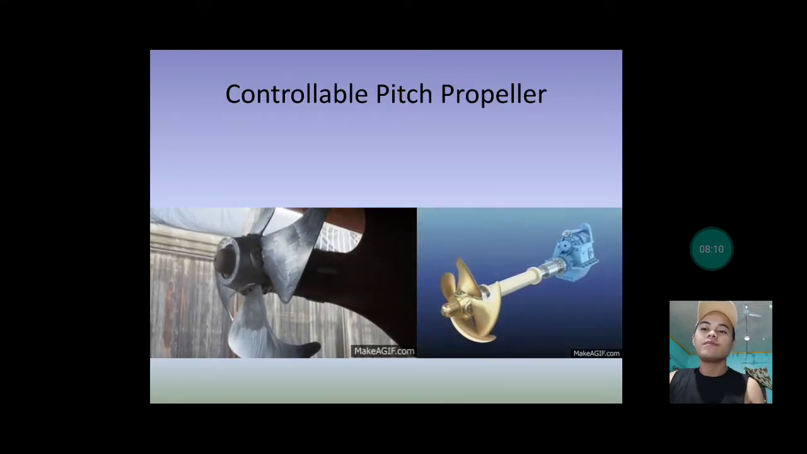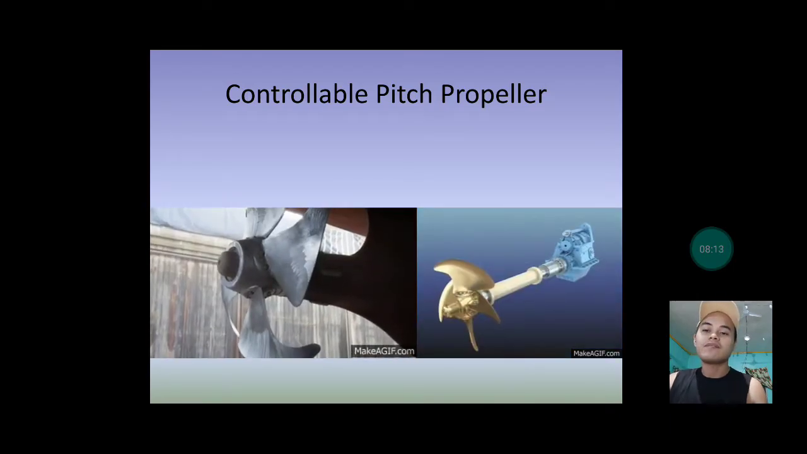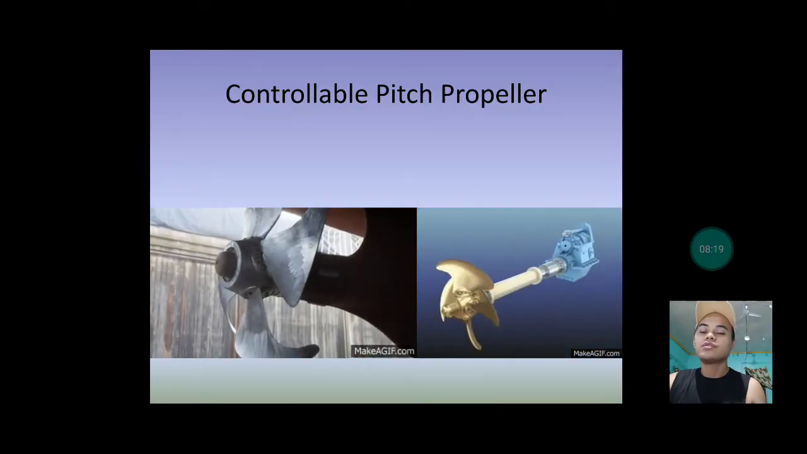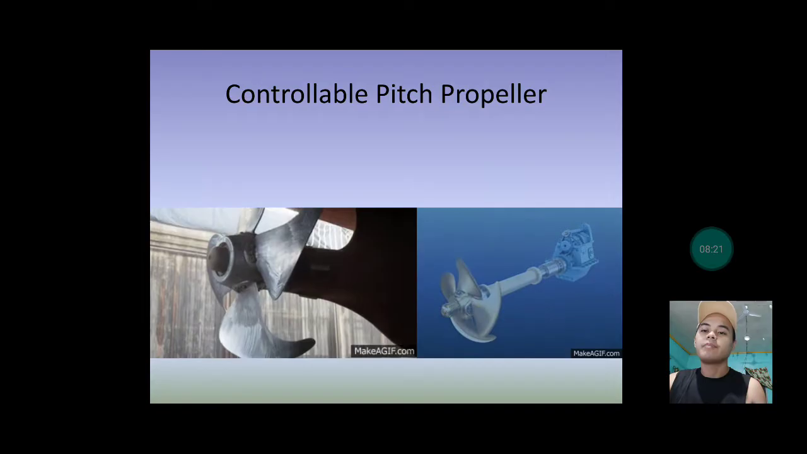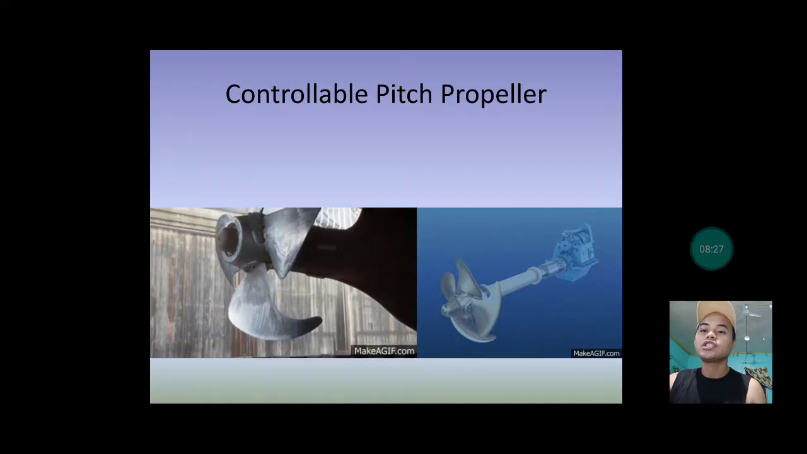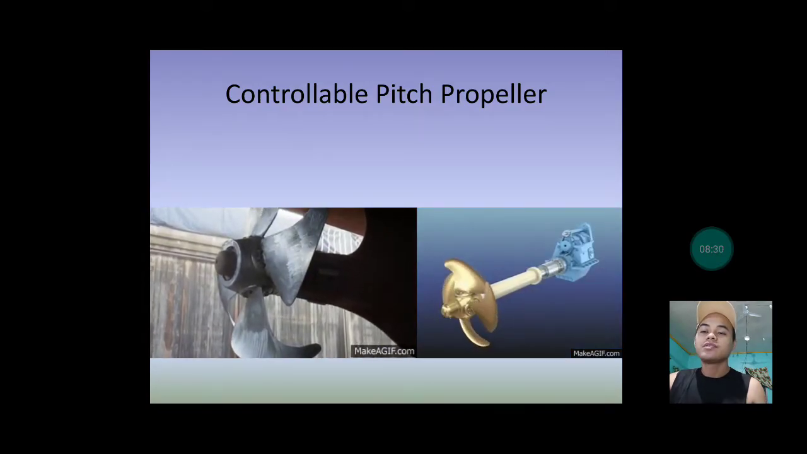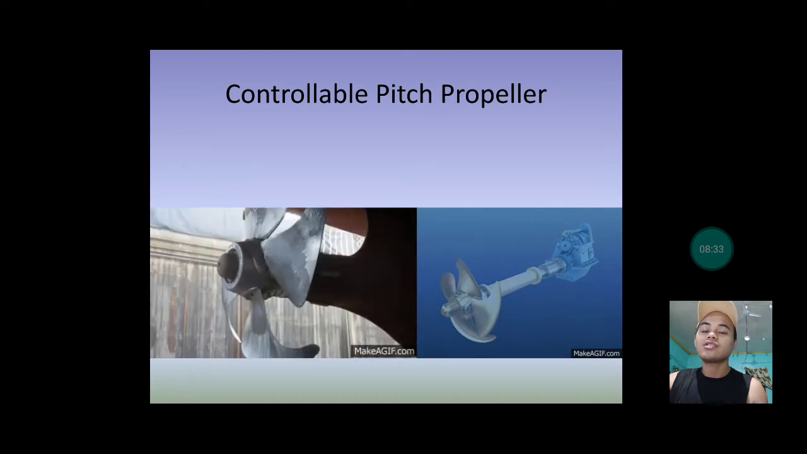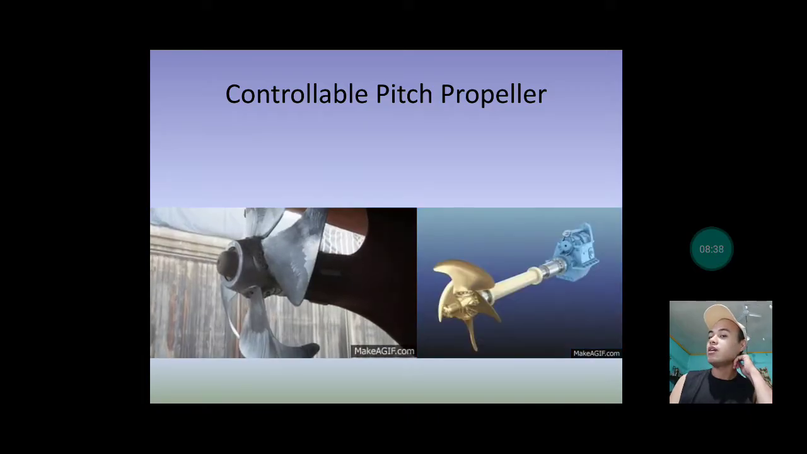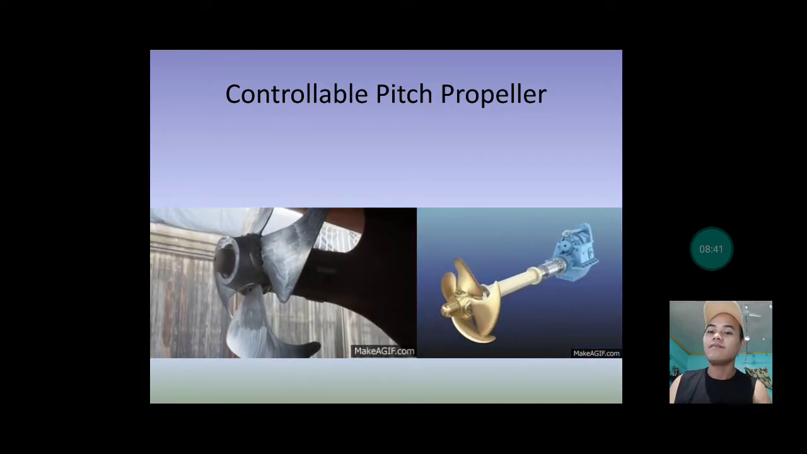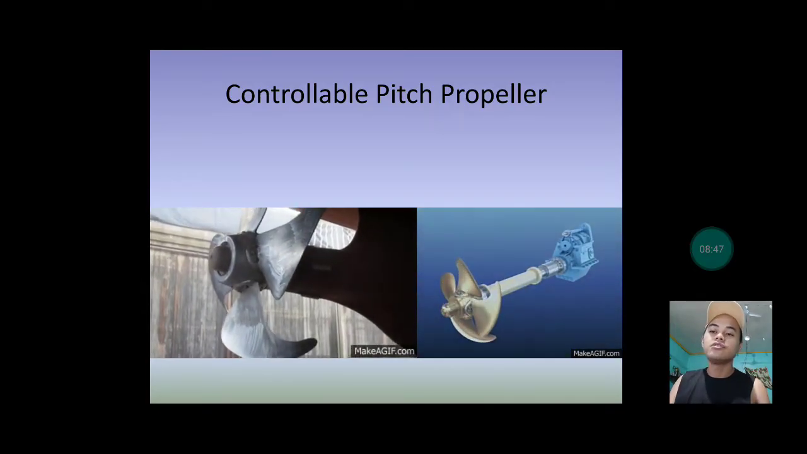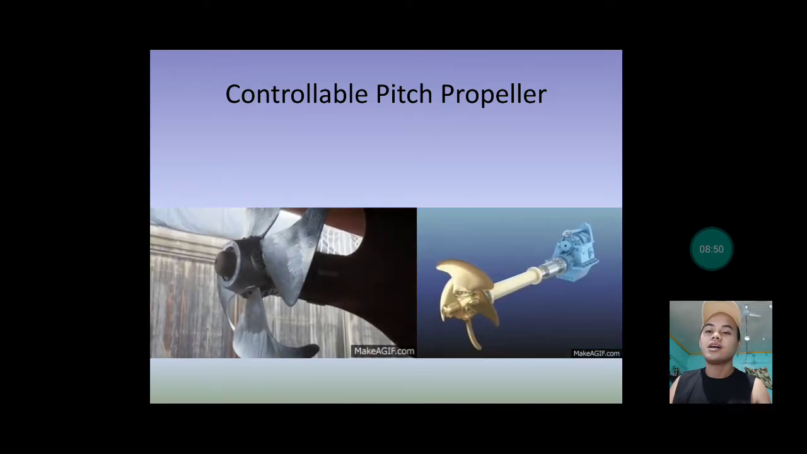Controllable pitch propeller. Some ships have a controllable pitch propeller, in which the pitch of the blades moves, so you can use 0 degrees, or increase the angle of your pitch depending on your usage. If you want to use the controllable pitch propeller, hydraulic oil must be used in order to rotate the blades of your propeller. Okay, so the proper viscosity must also be used in this hydraulic oil.